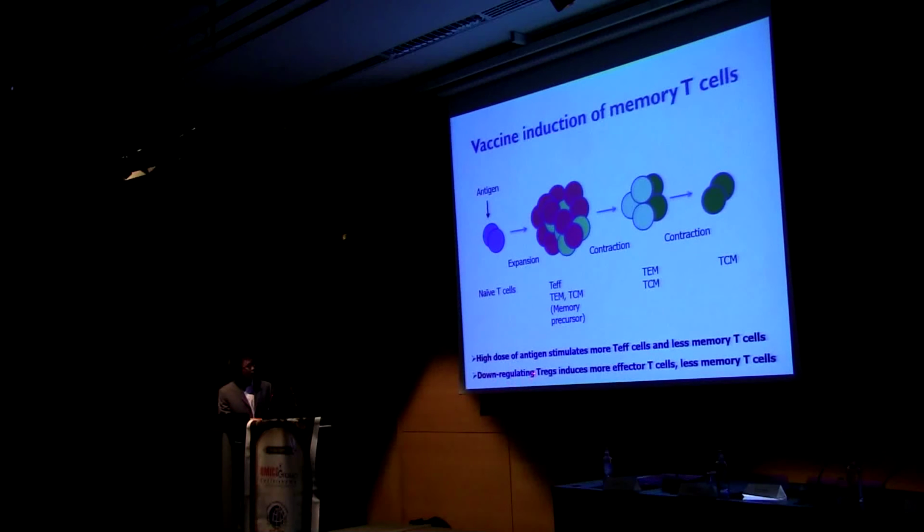In addition, downregulated Tregs by IL-28 also induced more effector T cells and fewer memory T cells. Treatment with rapamycin in the expansion and contraction period can improve the quality and quantity of memory T cells.